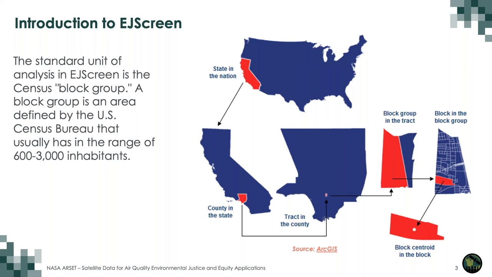Within urban areas, you can think of these block groups as small neighborhoods that aim to have between 600 and 3,000 residents. But in rural areas, in order to meet this population quota, sometimes block groups can be much larger in area. Again, the illustration that you see on this slide shows the hierarchy of different administrative units considered by the U.S. Census Bureau.